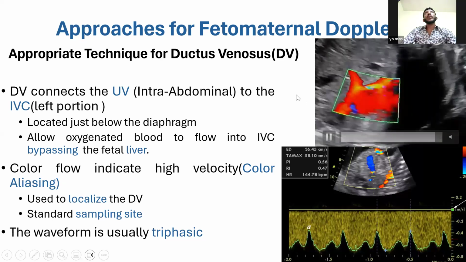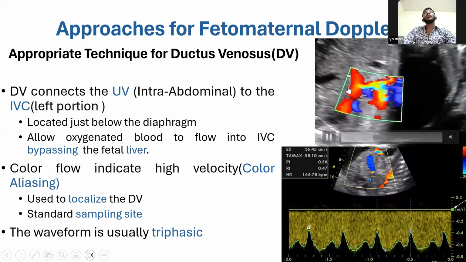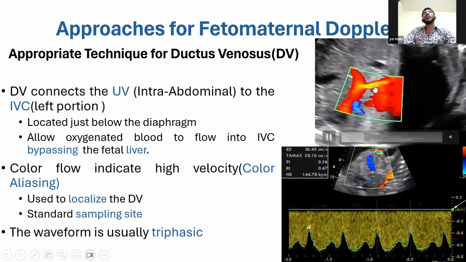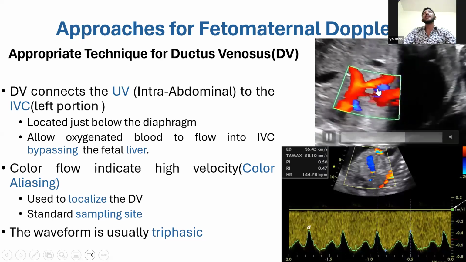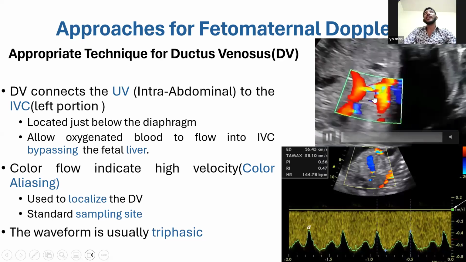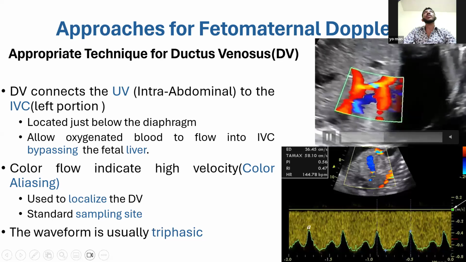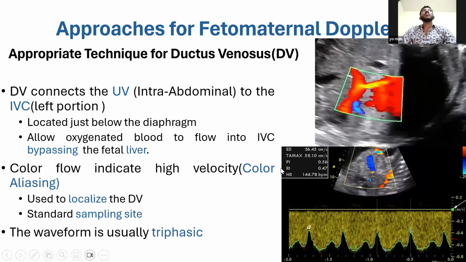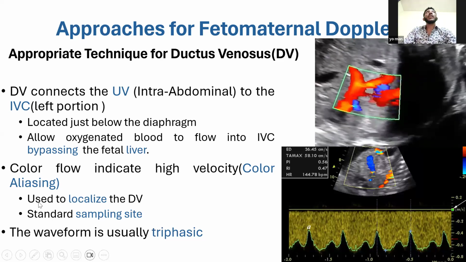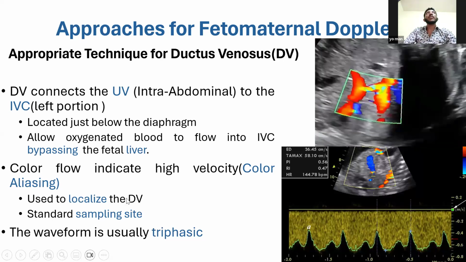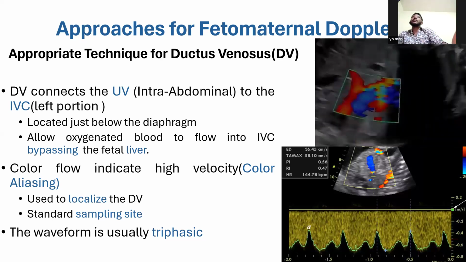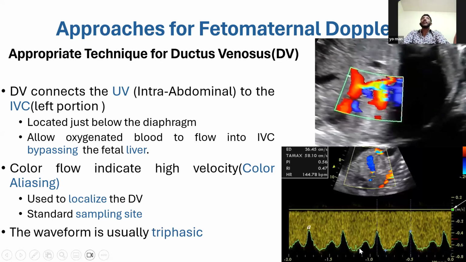So that's why we get color aliasing when we do ductus venosus ultrasound. That's the most important color aliasing, which indicates you are in the right place for ductus venosus Doppler mapping. Color flow indicates the high velocity, or color aliasing, used to localize the ductus venosus, and it's the standard sampling type.